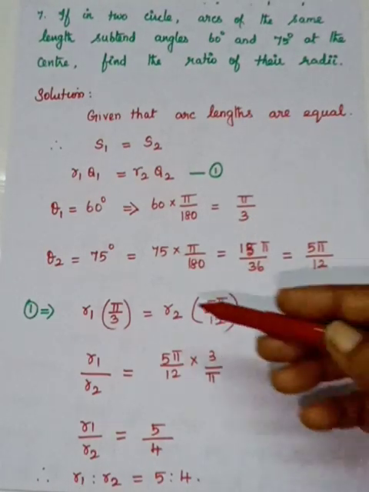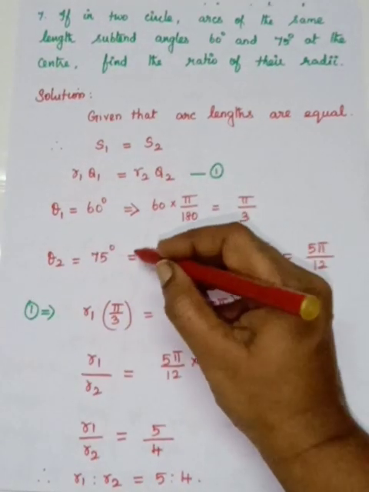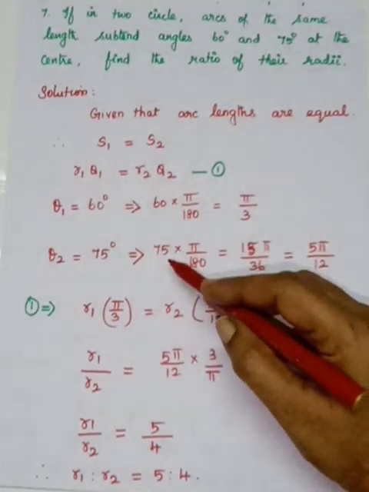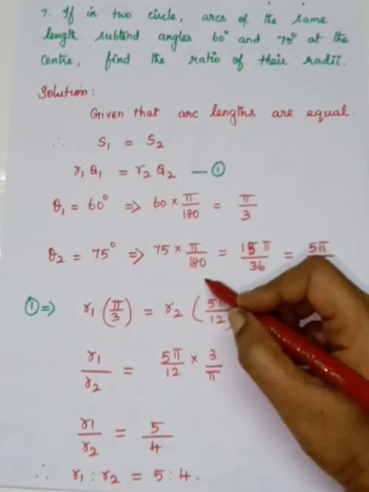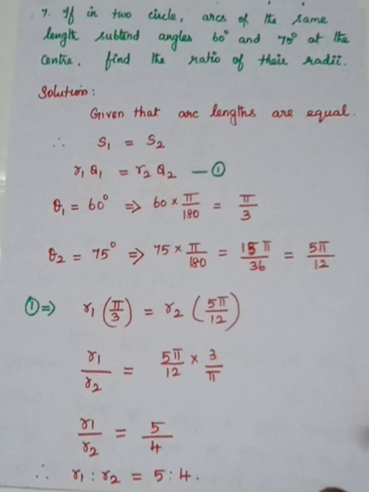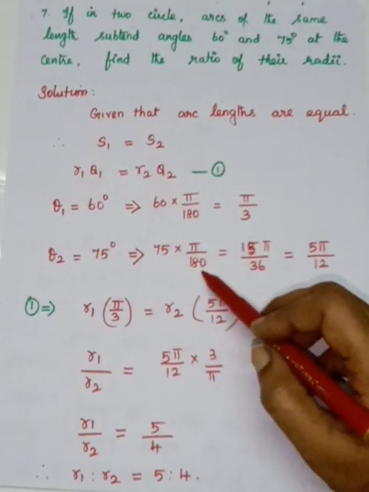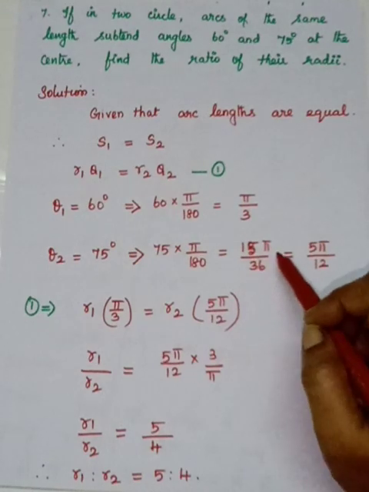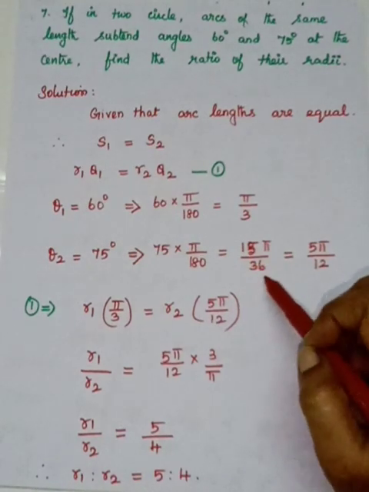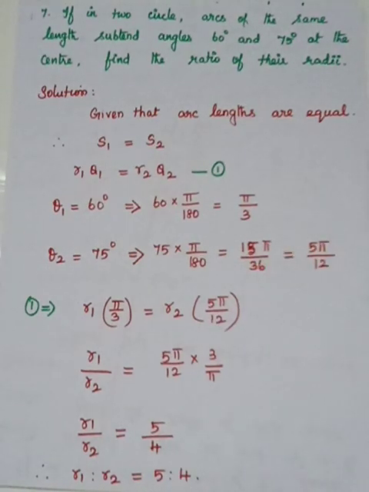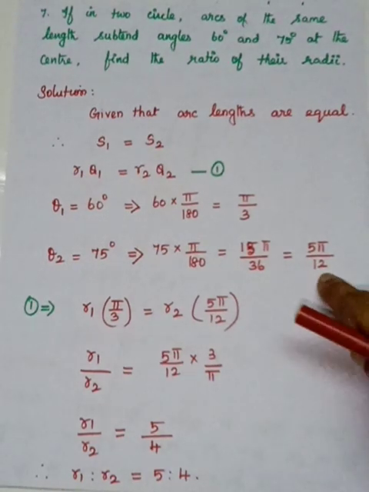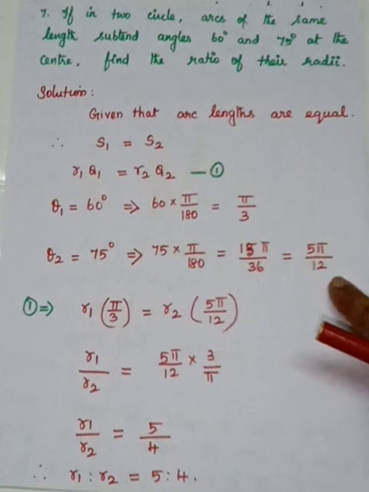In the same way, theta 2 is equal to 75 degree, implies 75 into pi by 180, which means 75 degree is converted into radian. When you simplify with 5, it is 15 pi divided by 36. 15 and 36 can be cancelled with 3: 5 3s are 15 and 12 3s are 36. So it is 5 pi by 12.